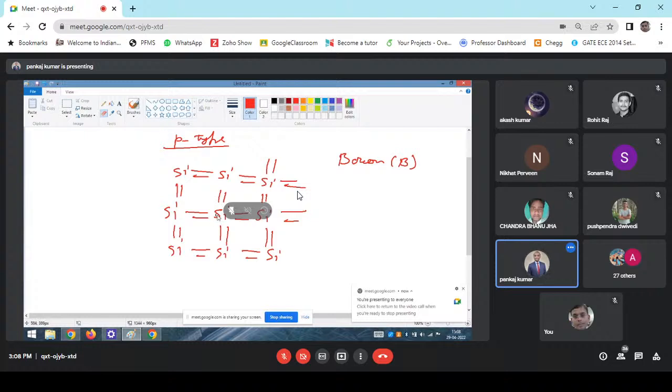Suppose a boron atom comes here. We know that boron has 3 electrons in its outermost shell. So boron will make covalent bonds with 3 semiconductor atoms, and this one bond is not formed. Then from where are the holes generated? Can anyone answer?